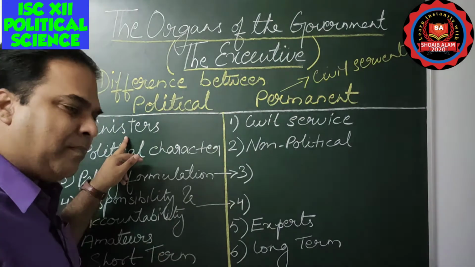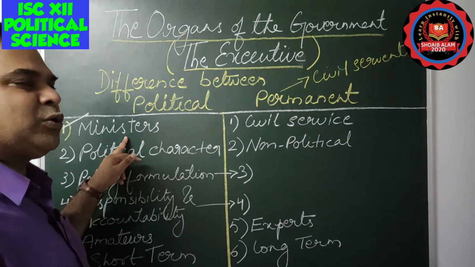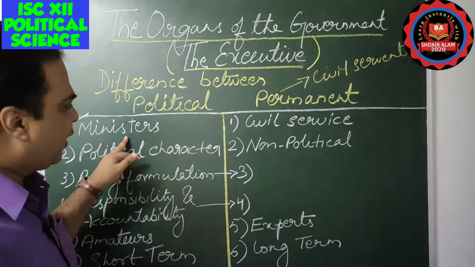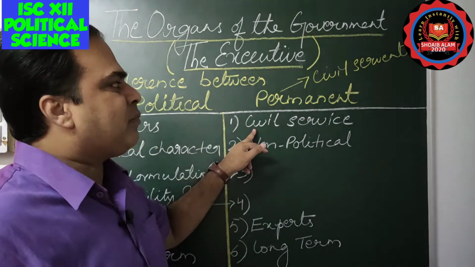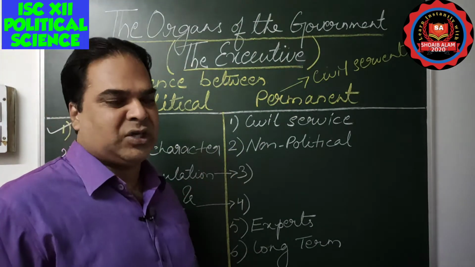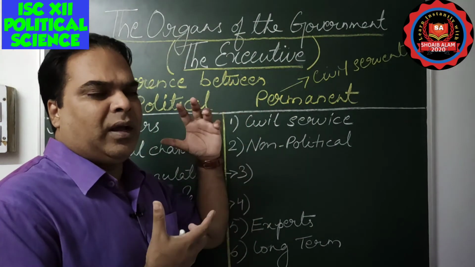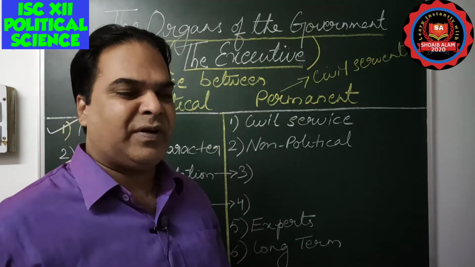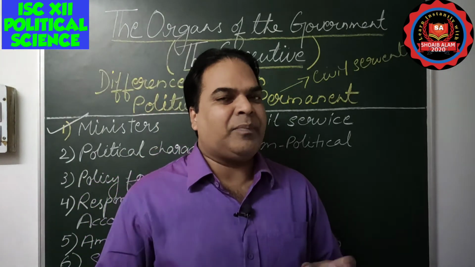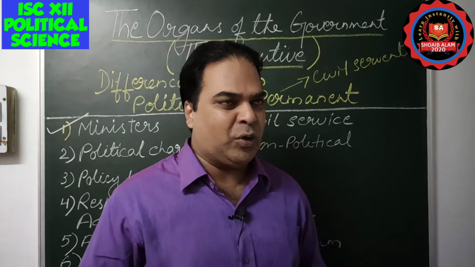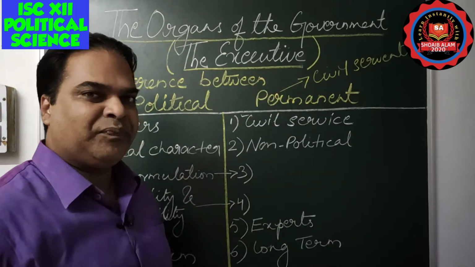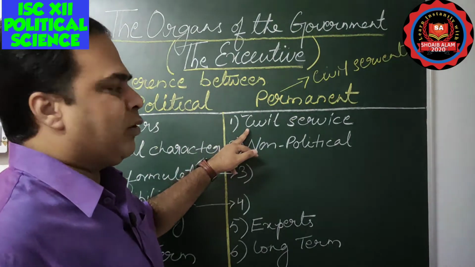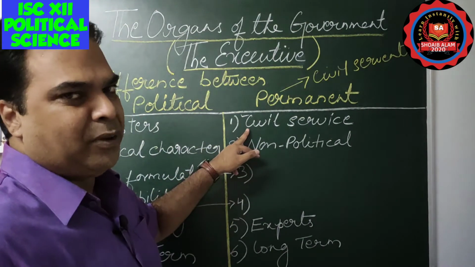I'm not talking about the members, I'm talking about those ministers who are given and hold important ministries. On the other side, permanent executives are the civil servants. Under one or two political executives, permanent executives are there. They are the civil servants who aid and advise or guide the political executives. That is why they are civil servants. So the first character is that political executives are ministers and the permanent executives are civil servants or bureaucrats.